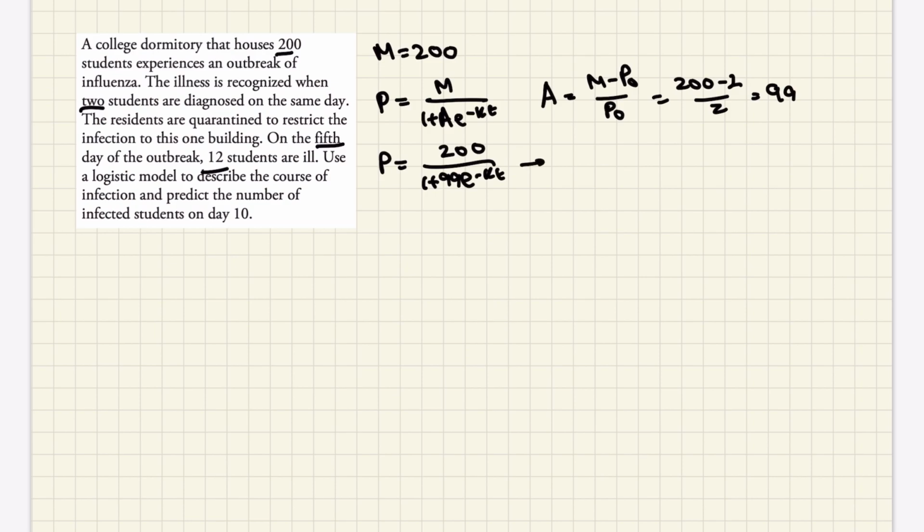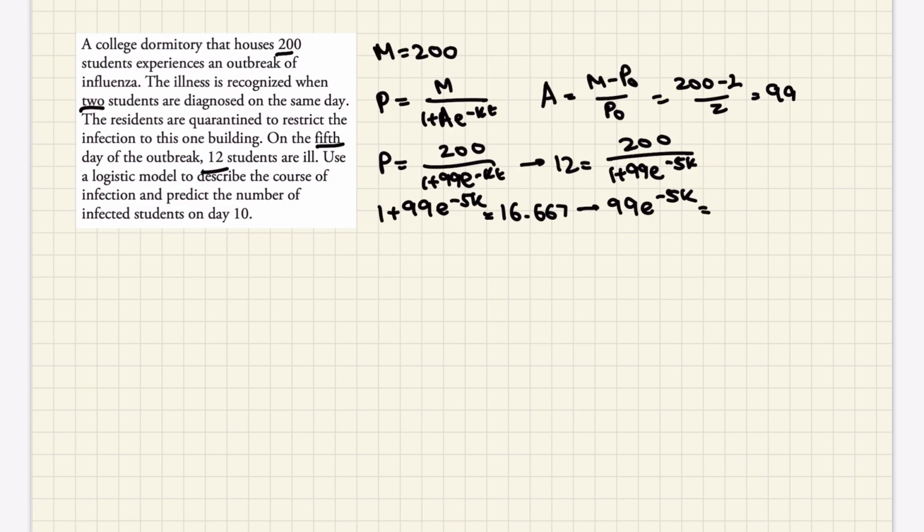And now we just have to solve for k. We get 12 is equal to 200 over 1 plus 99e to the power of negative 5k, because we can plug in the point (5, 12). And so first, we have 1 plus 99e to the power of negative 5k. We just do 200 divided by 12 to equal that. That's going to be 16.667 approximately. And so 99e to the power of negative 5k is going to be that minus 1, or 15.667.